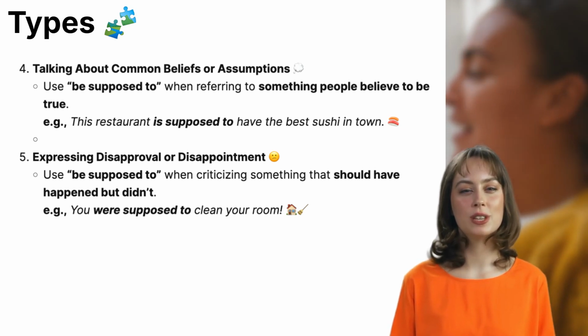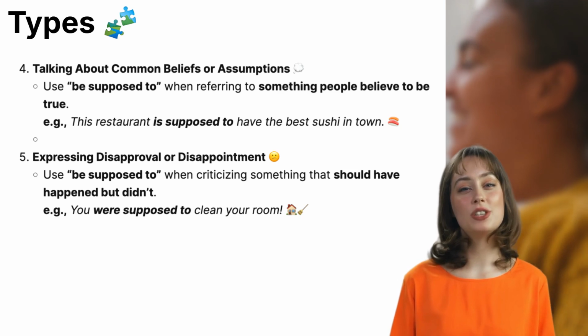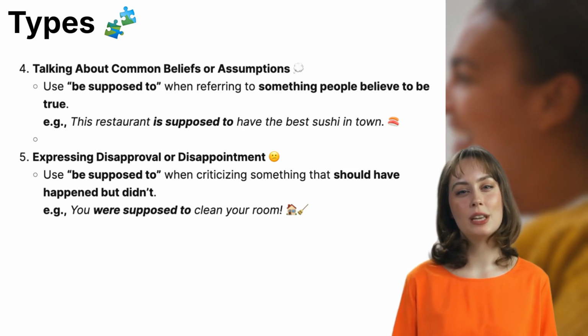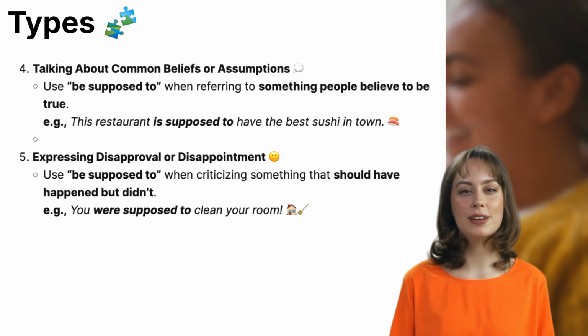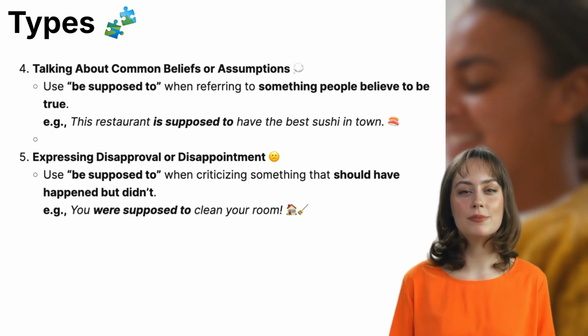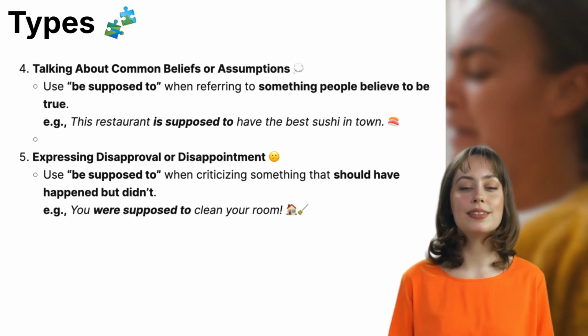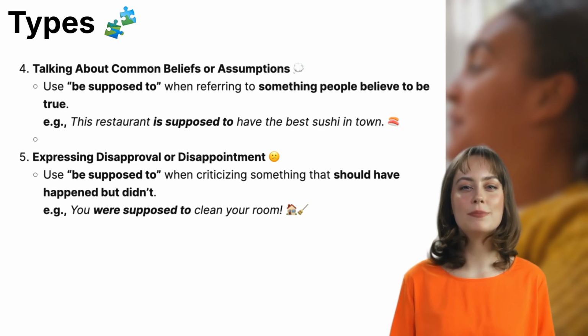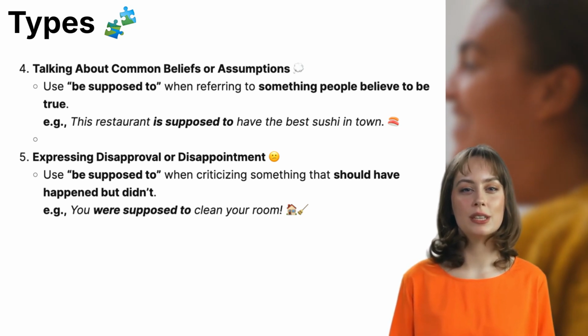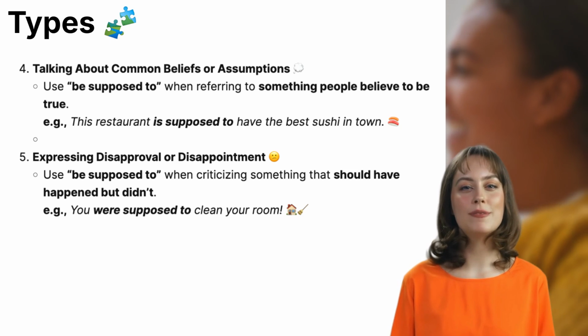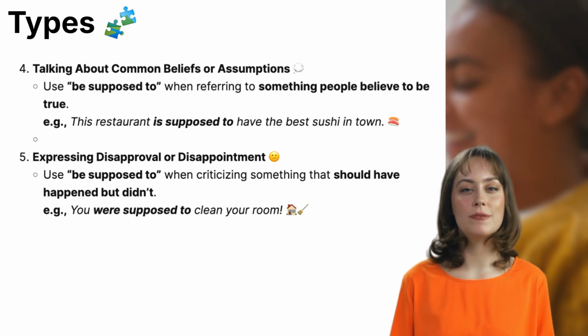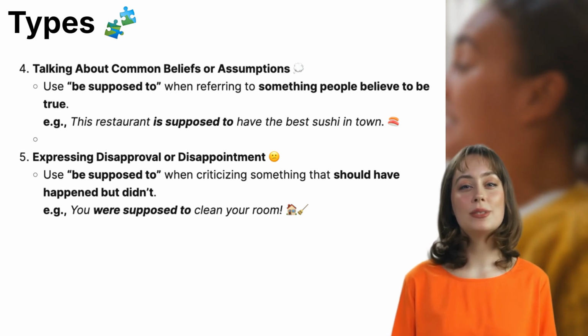Example: this restaurant is supposed to have the best sushi in town. This means that many people say the sushi here is great, but I haven't confirmed it myself. More examples. That movie is supposed to be really good. He is supposed to be a great teacher. If something is commonly believed to be true, but you haven't personally verified it, be supposed to is a great phrase to use. 5. Expressing disapproval or disappointment.